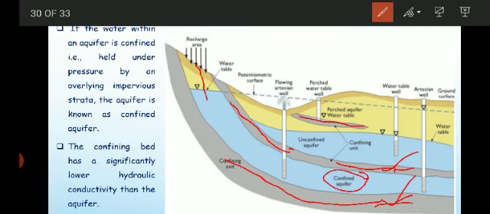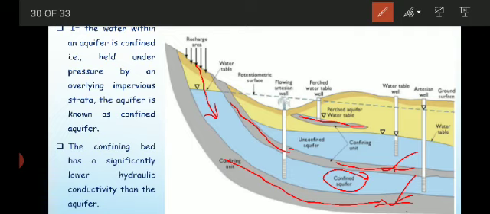So whatever water is penetrating here or getting recharged as groundwater comes straight in between the two confining units. So this water will be held under pressure, so it is called a confined aquifer. If the water within an aquifer is confined, that is, held under pressure by the overlying impervious strata, then the aquifer is known as the confined aquifer. The confining bed has a significantly lower hydraulic conductivity than that of the aquifer. So it will have lower hydraulic conductivity than the confined aquifer.